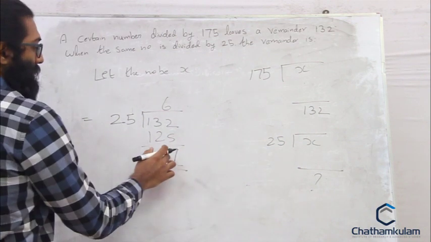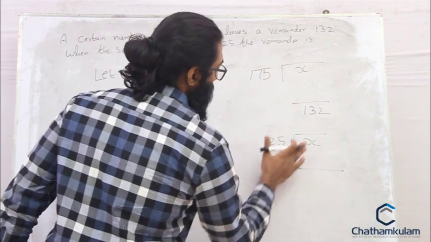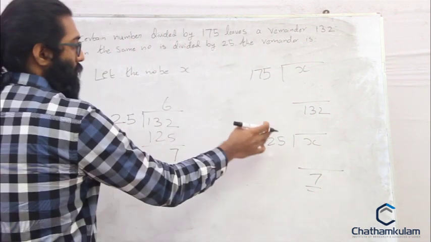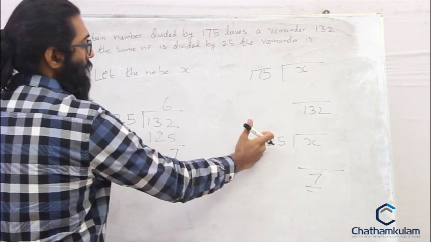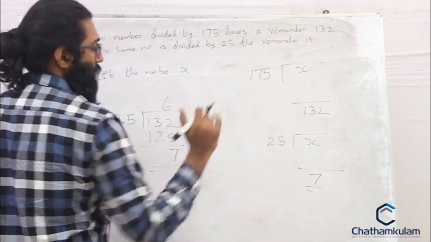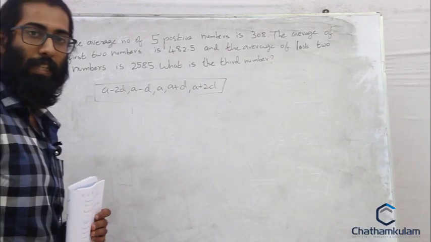So this 7 would be the same as the number 25 when divided by x. This is because 175 is a multiple of 25. So 7 is our answer. So let's see the next question here.